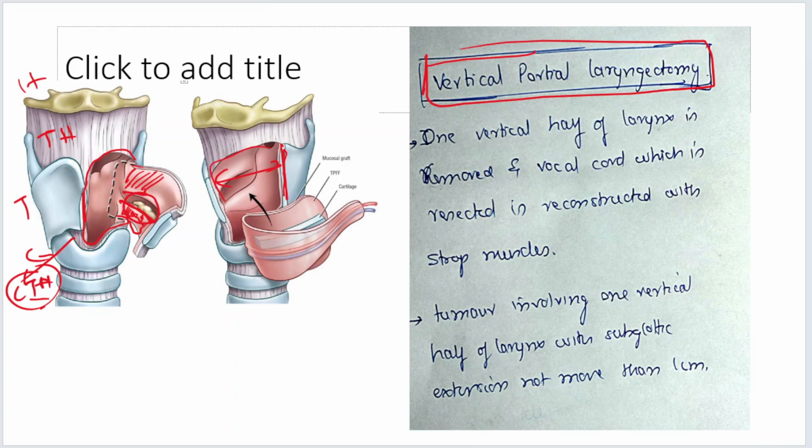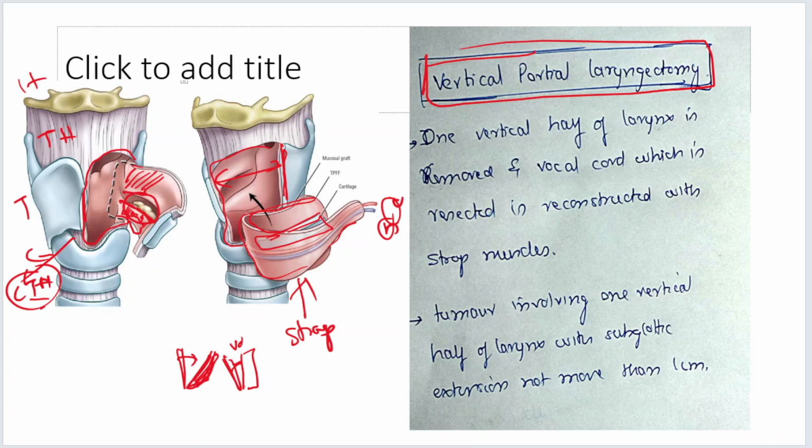Okay, this defect that you have here, you try to cover it with strap muscles. You can see this strap muscle that is being taken here. There is a vein, there is an artery here, and also a cartilage is placed. Why are you placing the cartilage? Because this cartilage will form some kind of place where the other vocal cord can come and touch. So the other vocal cord can come and touch this cartilage and produce voice.